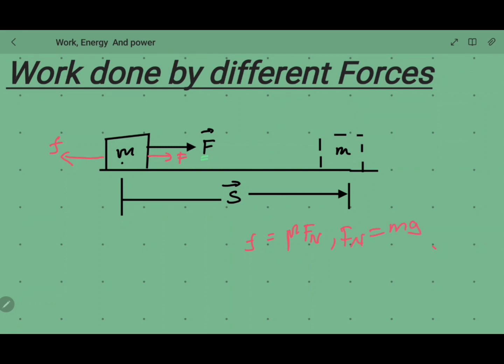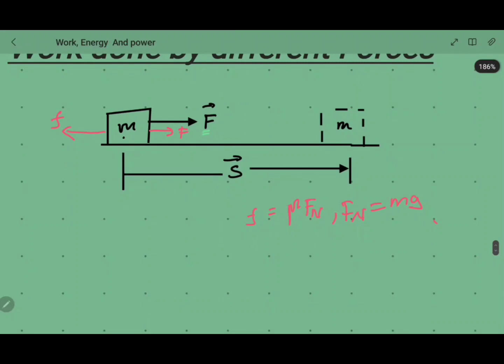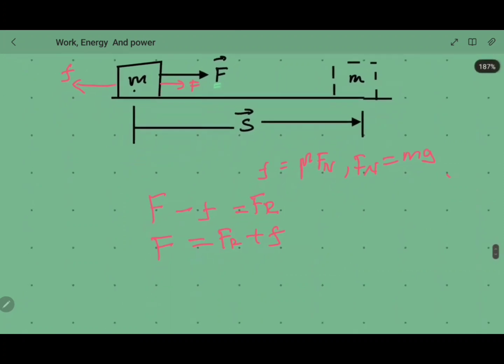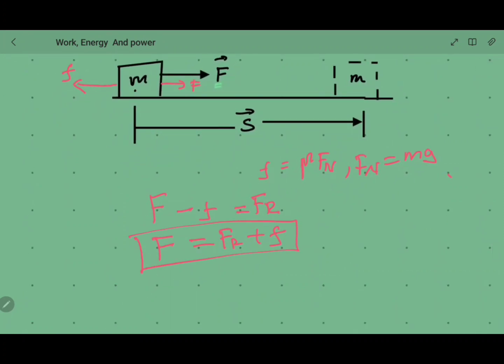Now, from this, we have the following. The applied force minus the frictional force gives us the resultant force, or the net force. So we can write the expression for the applied force: the applied force is equal to the resultant force Fr plus the frictional force. This is the expression for the force you apply on pulling the mass through that distance.